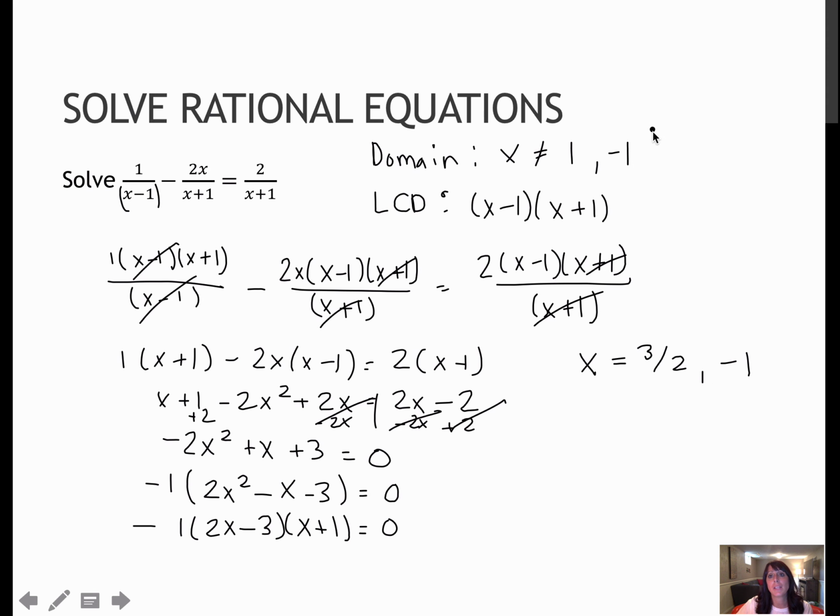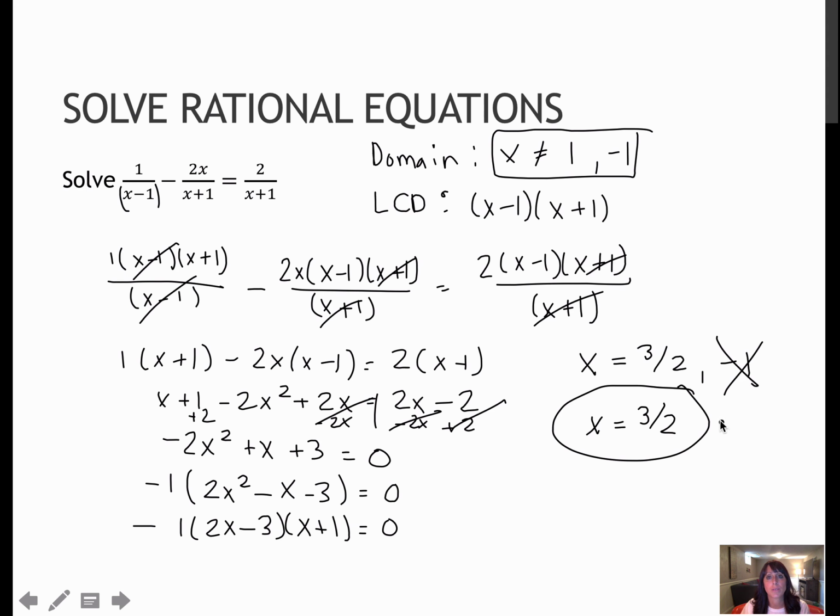But now remember at the beginning we restricted our domain and said x couldn't be 1 or negative 1, so this solution doesn't make sense. So the only solution to this is 3/2. That's the only one that works.